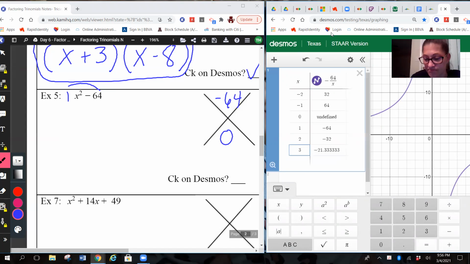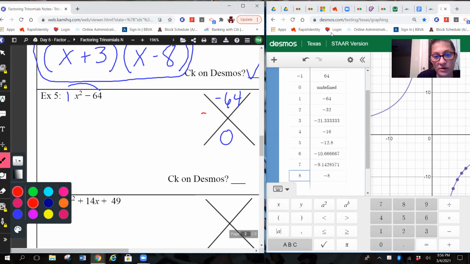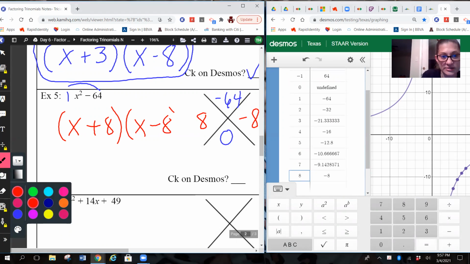Let's go to 3, 4, 5, 6, 7, 8. There it is. 8 and negative 8. Those add to 0. So over here, 8 and negative 8. 8 times negative 8 makes negative 64. 8 plus negative 8 makes 0. So our answer is x plus 8 times x minus 8.